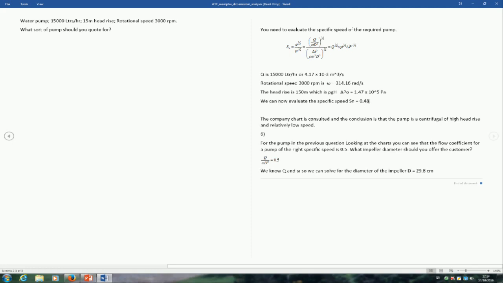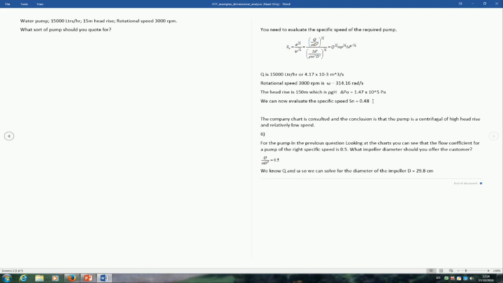And if you look at the graph which I showed you in the lecture, you will see that 0.48 is a kind of low number. I think I gave a typical number for centrifugals as 0.4. So we're certainly talking about a centrifugal type pump. So that's the first thing the sales engineer has understood, that what the customer's asking for is a centrifugal pump. It's not an axial or a mixed flow, it's a centrifugal.